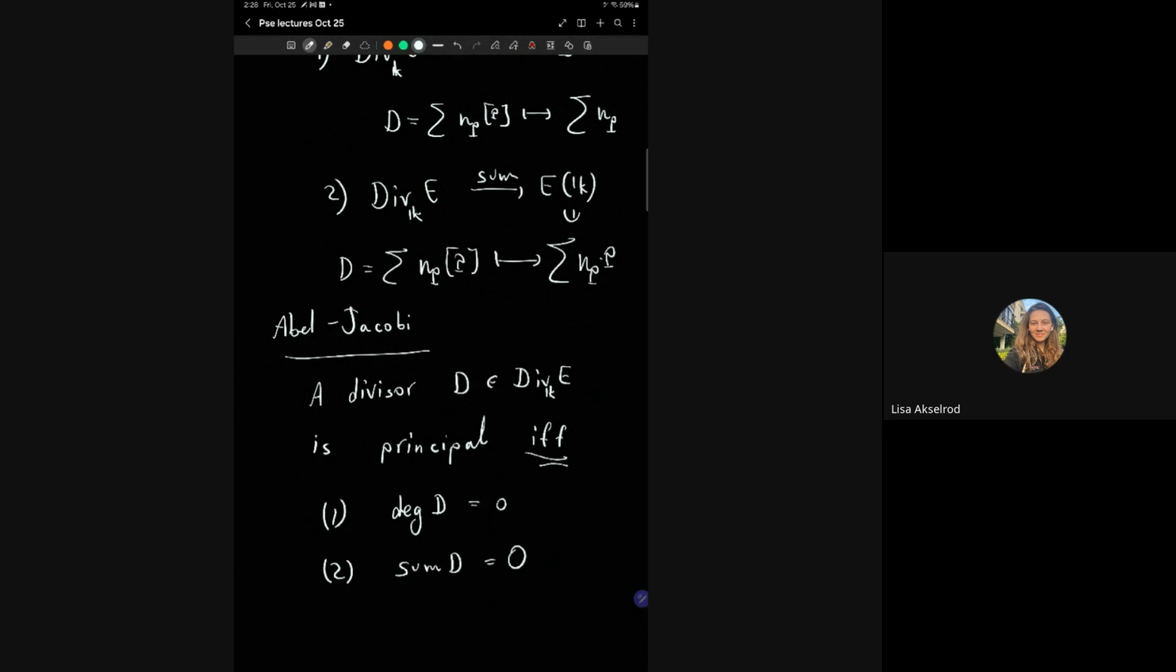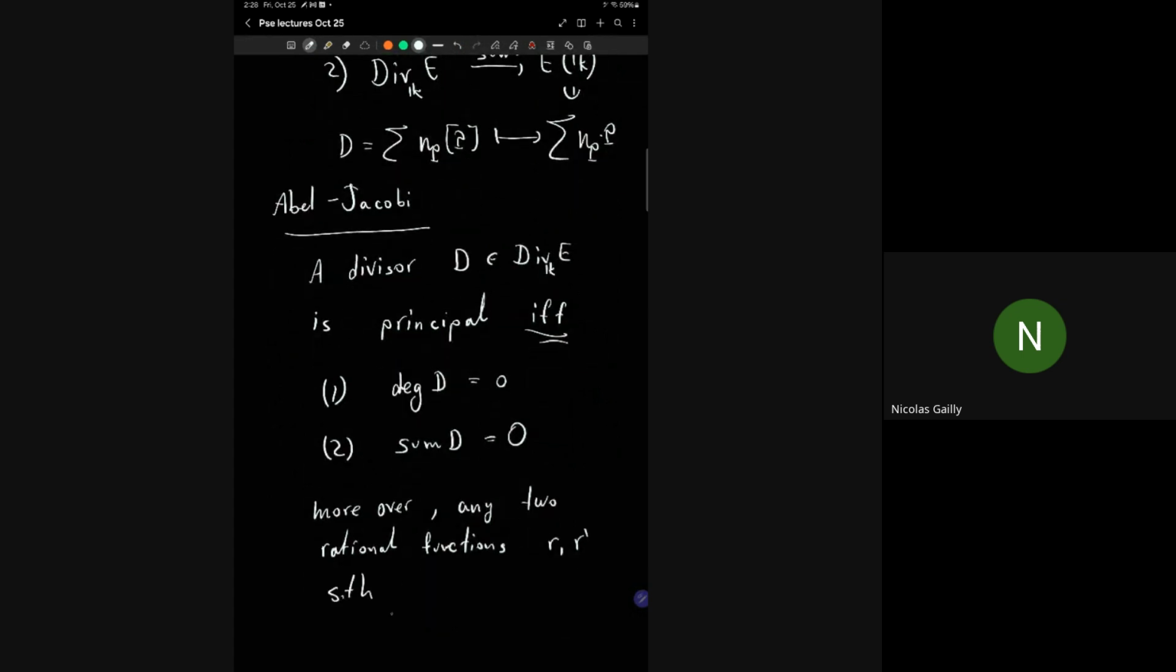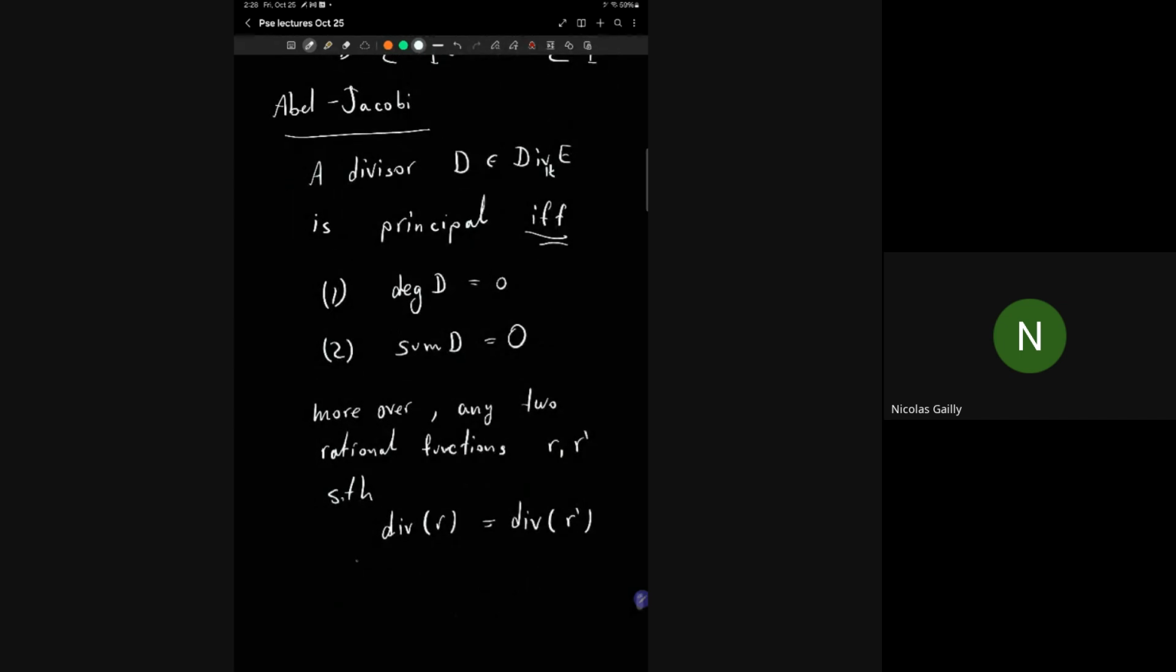It means that if I can now cook a rational function, now, moreover, any two rational functions, say R and R prime, such that the divisor of R is equal to the divisor of R prime, satisfy R equals C times R prime for some C in the field K.